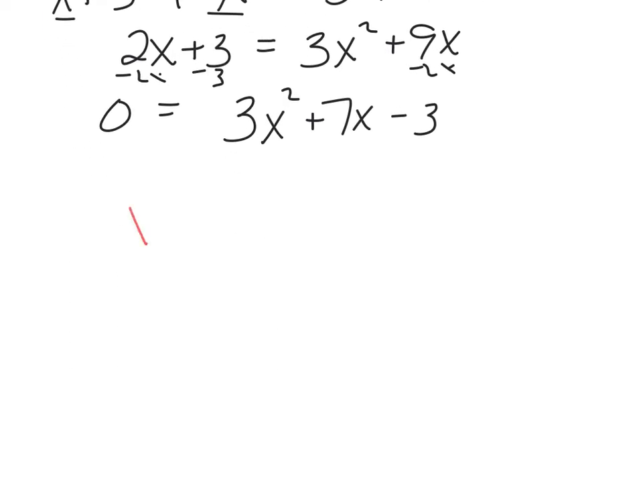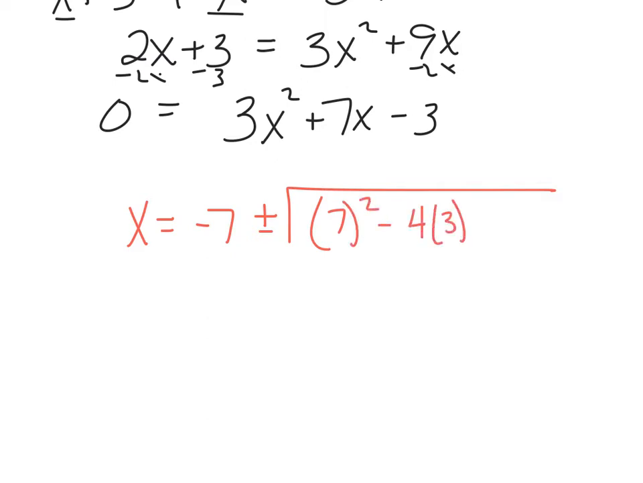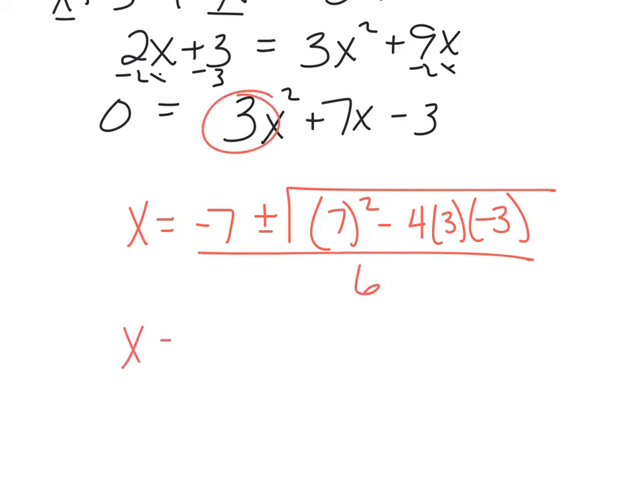Okay, so let's visit that again. x equals negative b plus or minus the square root. Parentheses are your friend. b squared minus 4 times a times c, divided by 2a. You should be able to do that in your head, so I'm going to say over 6.